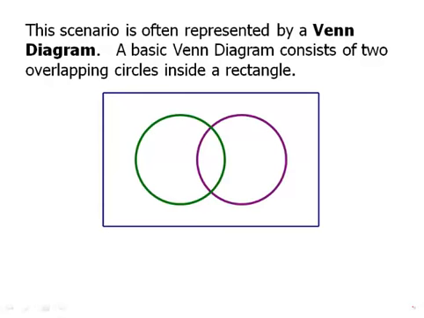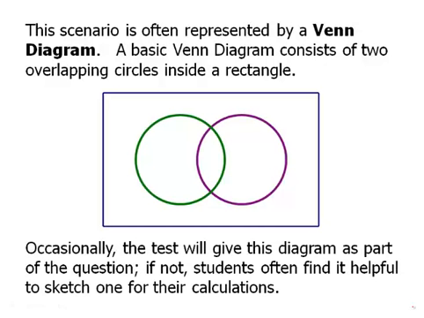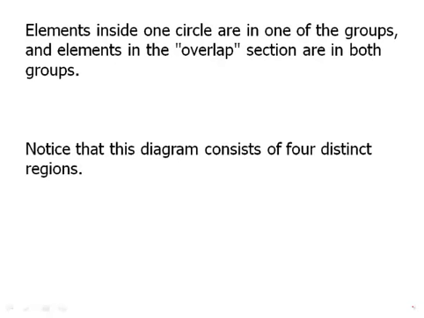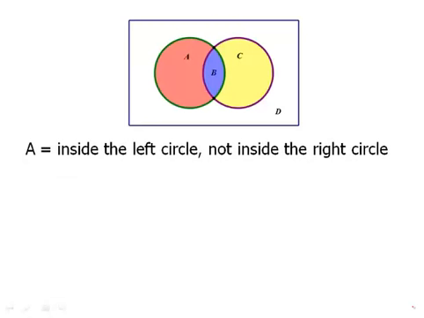This scenario is often represented by a Venn diagram. A basic Venn diagram consists of two overlapping circles inside a rectangle. Occasionally, the test will actually give this diagram as part of the question, but if not, students often find it helpful to sketch one for themselves. Elements inside one circle are in one of the groups, and elements in the overlap section are in both groups. Notice that this diagram consists of four distinct regions. So here the regions are colored.